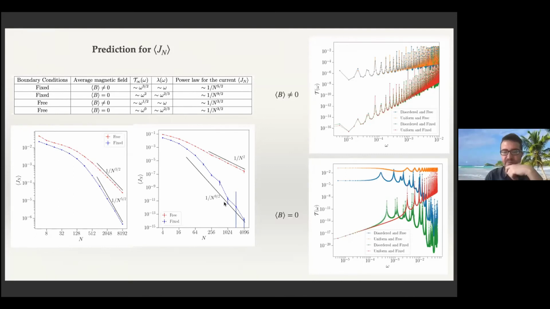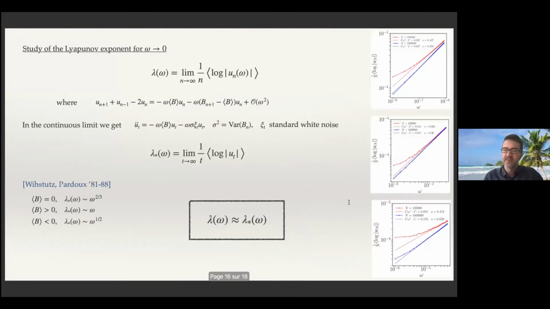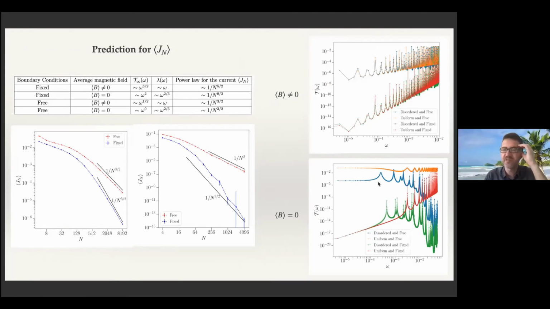In fact, you see there are some discrepancies here, and so we had some doubts about our predictions in the case where the average of B is equal to 0, and then we looked at the transmission coefficient, because to compute this average current, I used the assumption that the limit of the transmission coefficient, when you average over the realization of the magnetic field, should be like the transmission coefficient of the ordered chain with a constant magnetic field equal to B. But we had some doubts that maybe this prediction was not well justified. So we did more accurate simulations. In fact, Gene did some very good numerics.